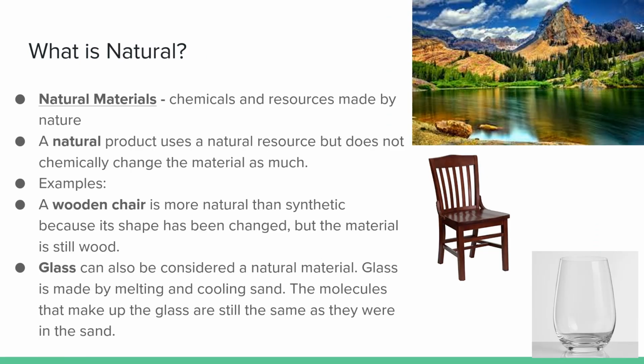What is natural? So natural materials, chemicals, and resources are made by nature. So a natural product uses a natural resource but does not chemically change the material as much. So examples, a wooden chair is more natural than synthetic because its shape has been changed but the material is still wood. Glass can also be considered a natural material. Glass is made by melting and cooling sand. The molecules that make up the glass are still the same as they were in the sand.